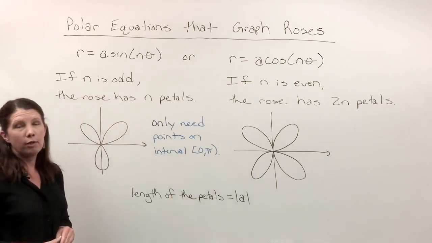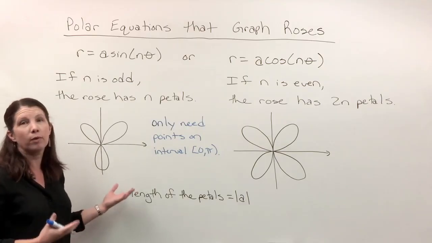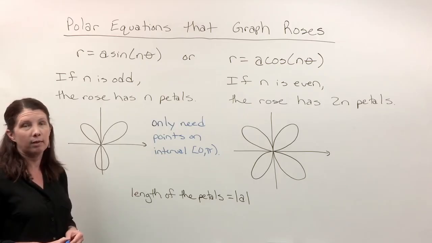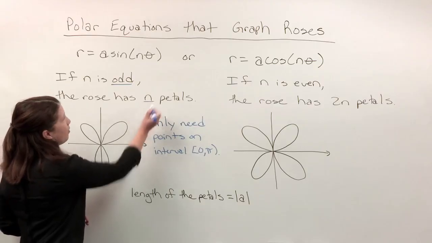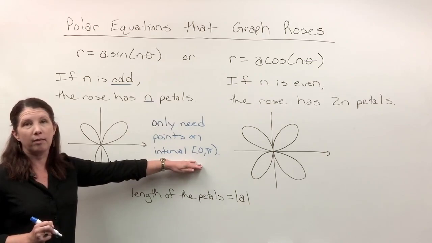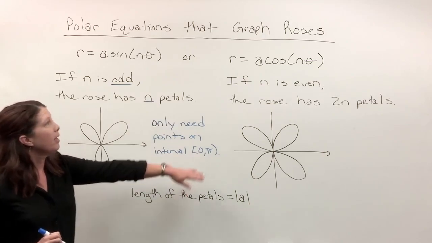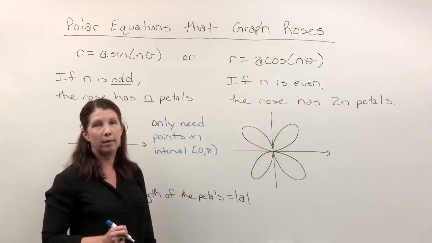After that, if you continued finding points from pi to 2 pi, the graph would simply trace over the petals that you've already located. So in this instance, when n is odd, the graph has n petals, and you need points on the interval from 0 to pi to complete the graph. If n is even, then the rose will have 2n petals.